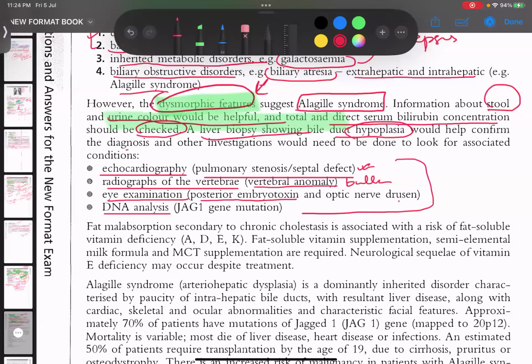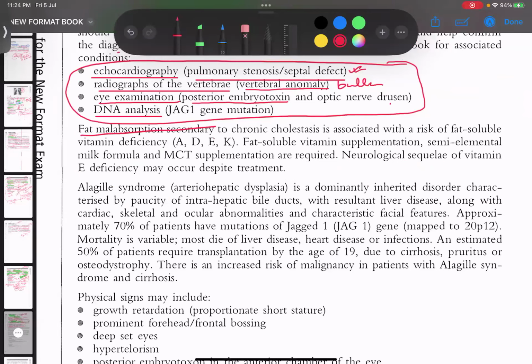Once you suspect a case of Alagille syndrome, you will treat the intra- and extrahepatic obstruction, same as biliary atresia itself. Apart from that, to prove it is Alagille syndrome, we have to look into the associated disorders, because it has a lot of features. Fat malabsorption secondary to chronic cholestasis is associated with the risk of fat-soluble vitamin deficiency, so we give fat-soluble vitamin supplementation. Along with that, medium-chain triglyceride supplementation is also required. I wanted to say this, but it skipped my mind. Along with the fat-soluble vitamins, you also need to give medium-chain triglyceride supplementation.